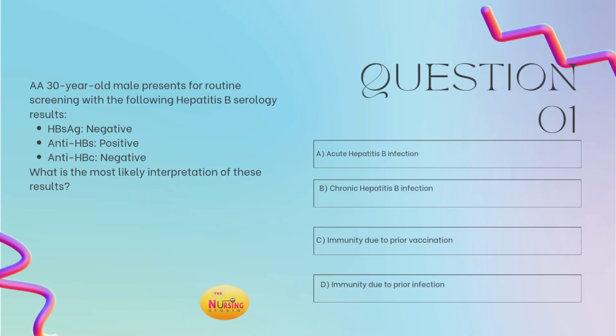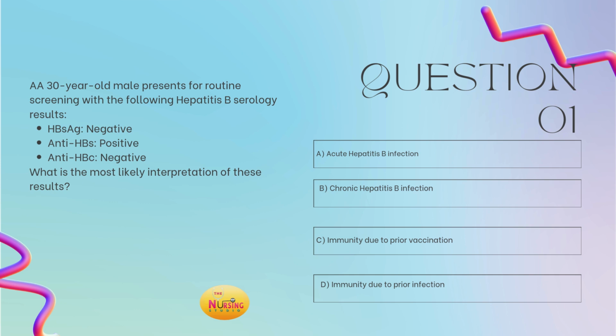All right, so question number one states a 30-year-old male presents for routine screening with the following hepatitis B serology results. The HBsAg is negative, the anti-HBs is positive, the anti-HBc is negative. What is the most likely interpretation of these results? Is it A, acute hepatitis B infection, B, chronic hepatitis B infection, C, immunity due to prior vaccination, or D, immunity due to prior infection? Take a moment and tell me what you got in the comments, you guys.